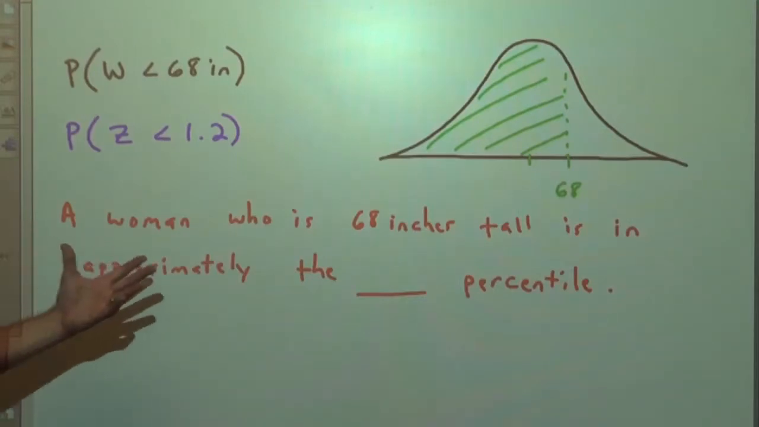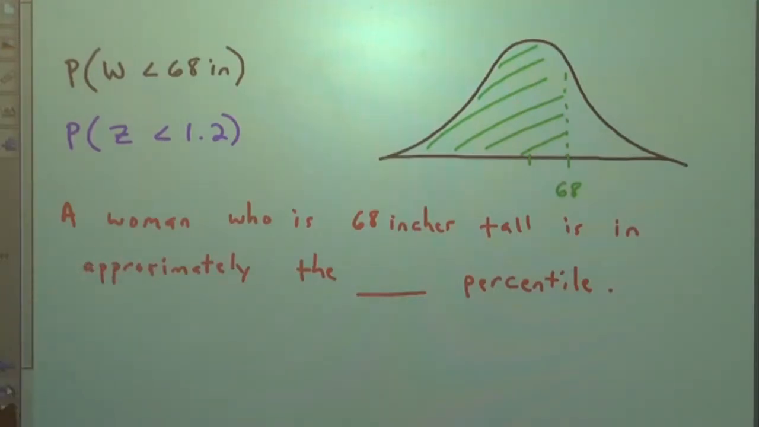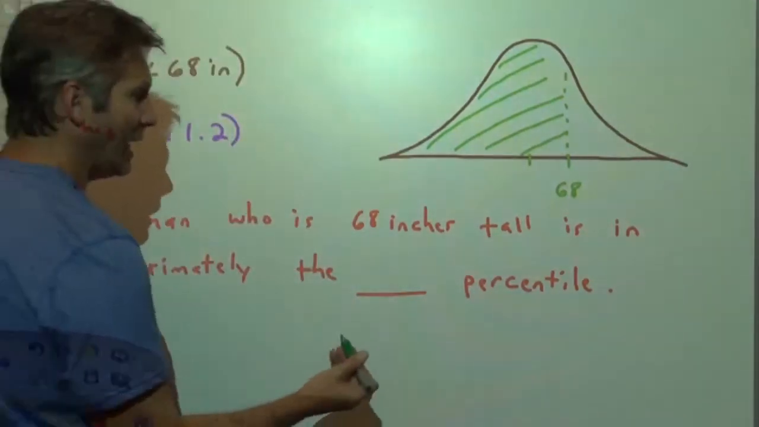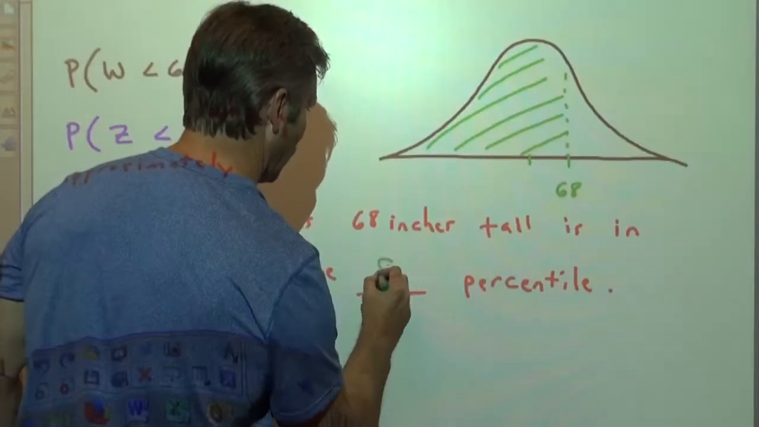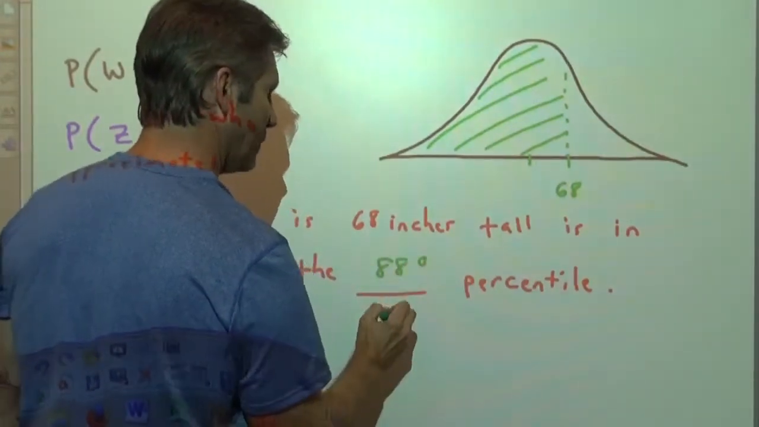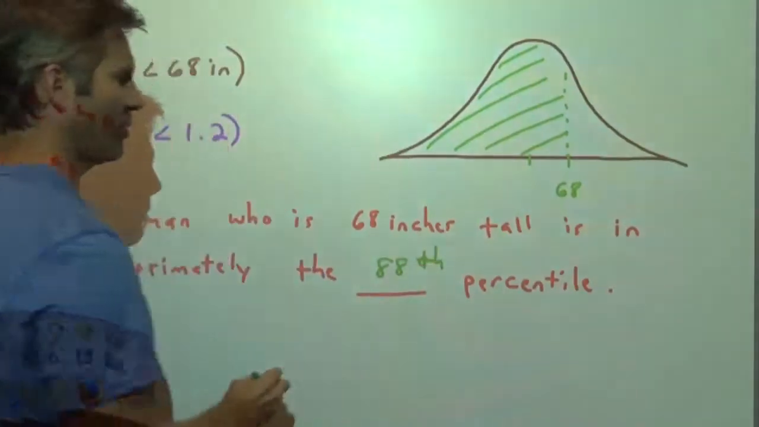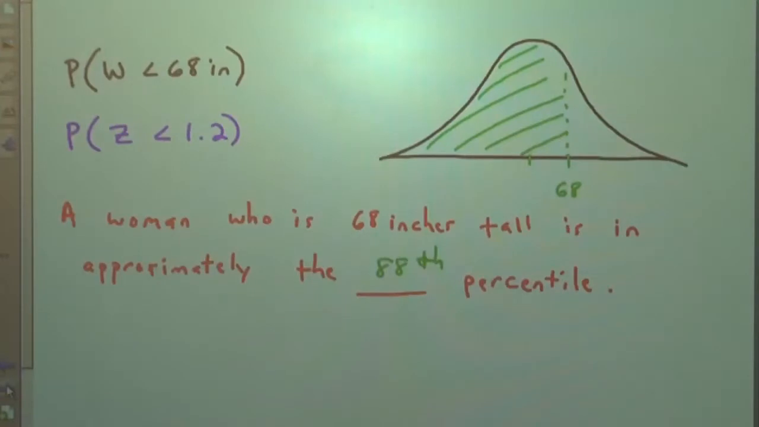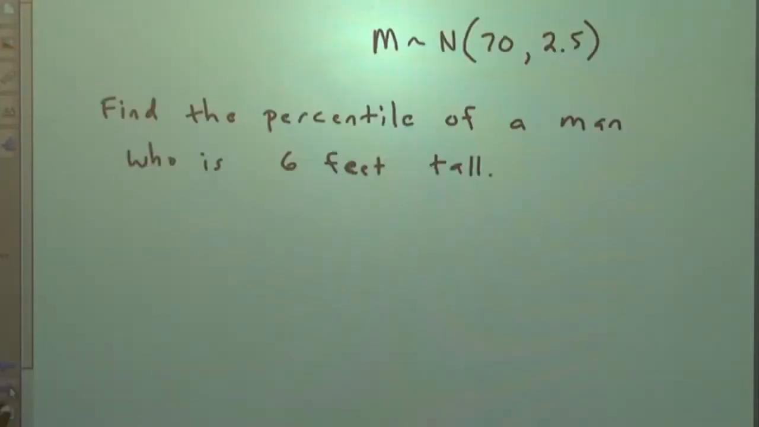Now we can answer this statement then. We could say then a woman who is 68 inches tall is in approximately the 88th or 89th percentile. So we'll play it safe. It would be the 88th percentile that she's in. Her height exceeds a little bit more than 88% of all the heights in that normal distribution.